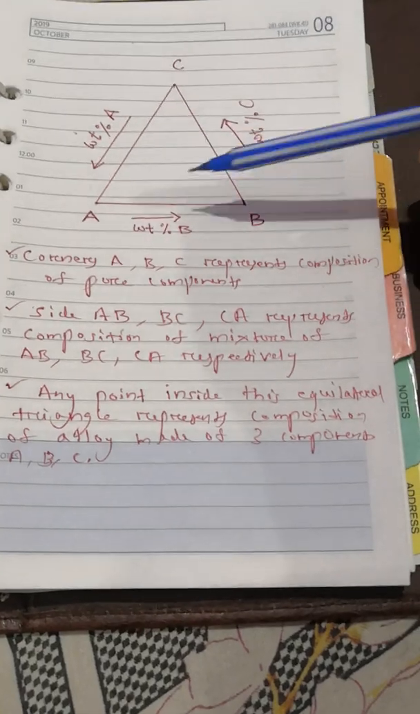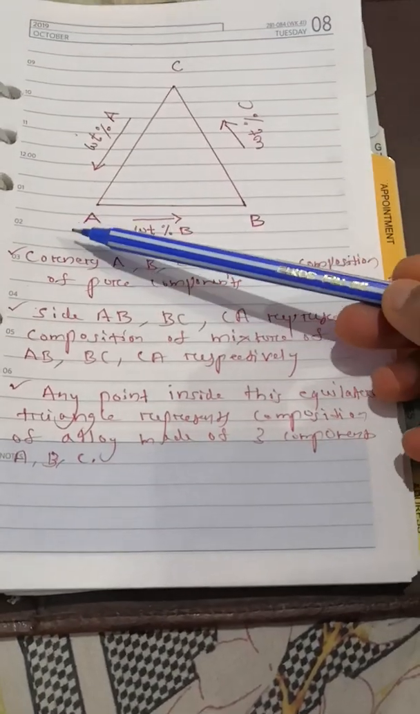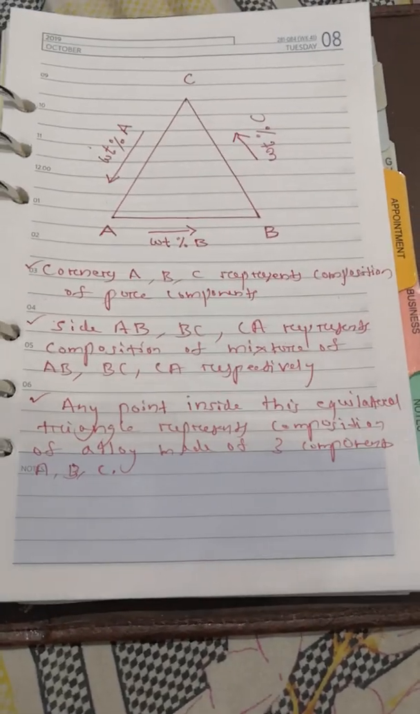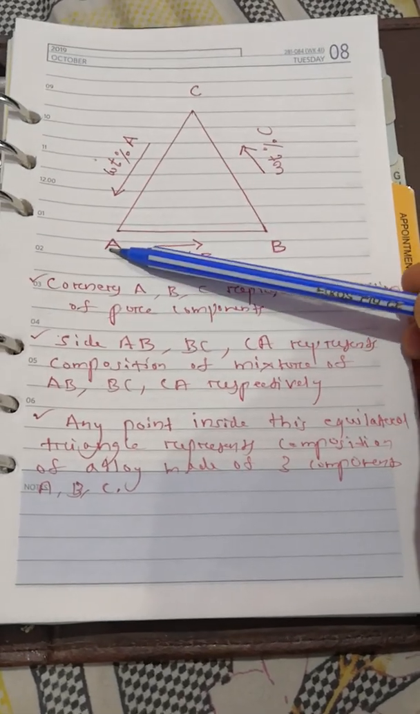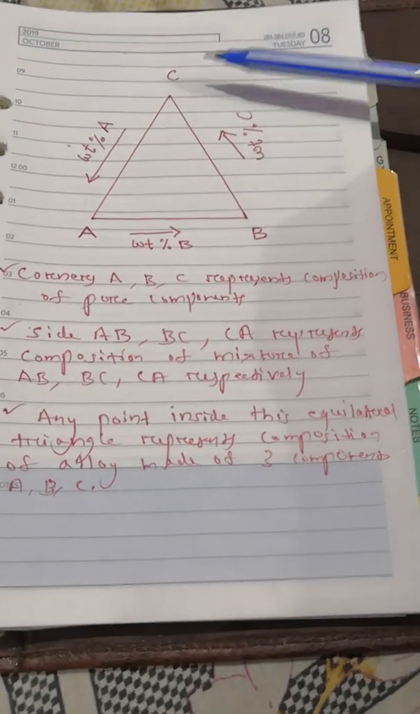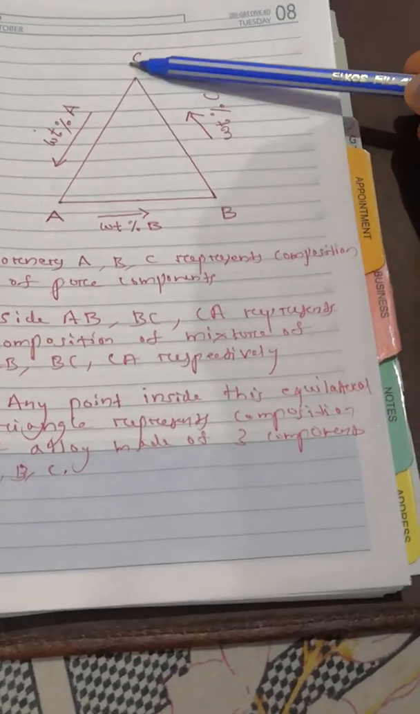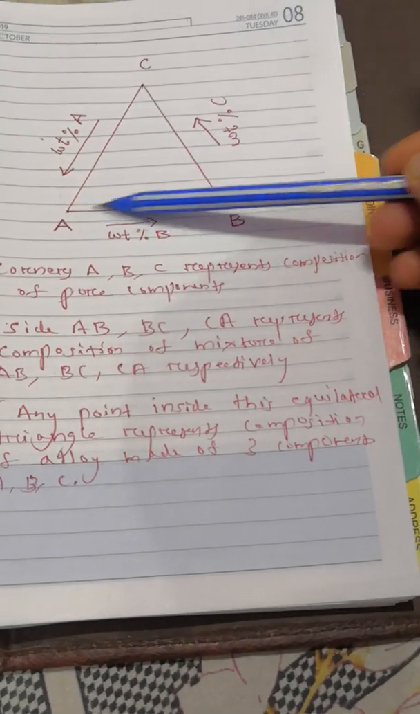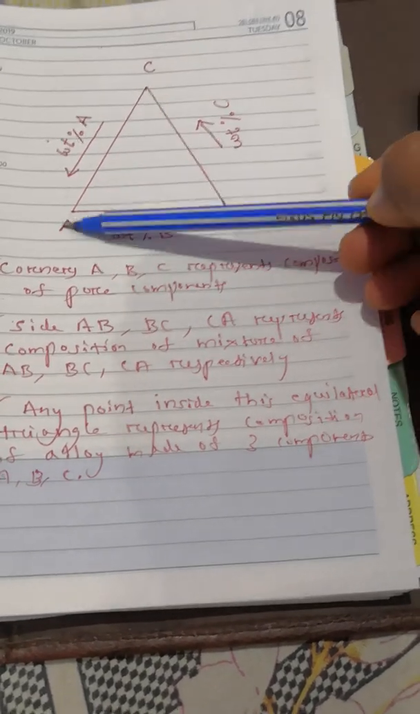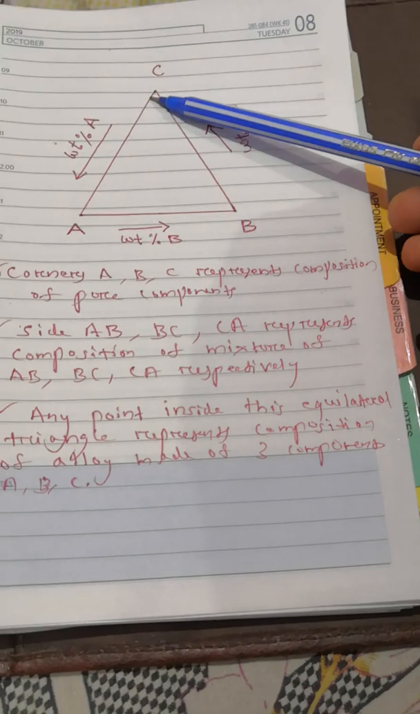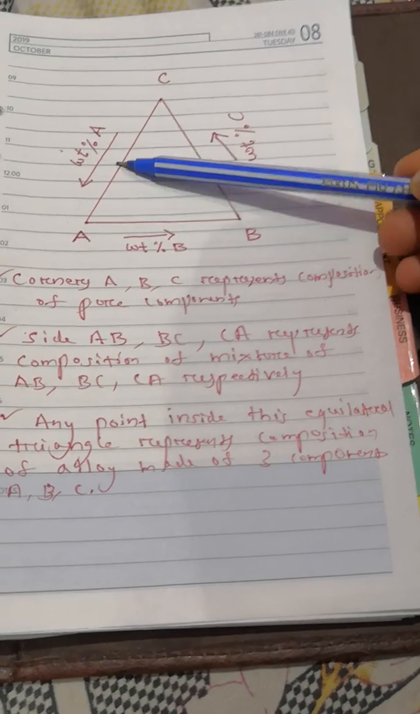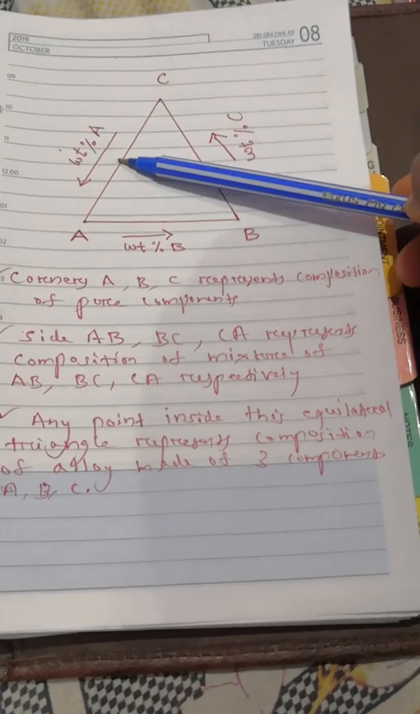Now you can see the corners A, B and C represent the pure components. That means 100% A is represented by this corner, 100% B is represented by this corner, and 100% C is represented by this corner, right? Then these are the lines which are connected. This side of the equilateral triangle, AC, represents the composition of the mixture of A and C, right? If you take the middle of this, that means it is 50% A and 50% C.